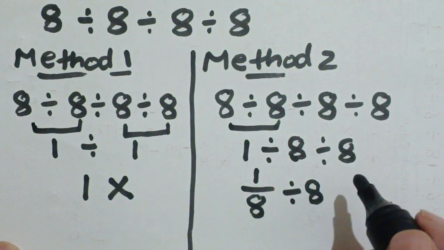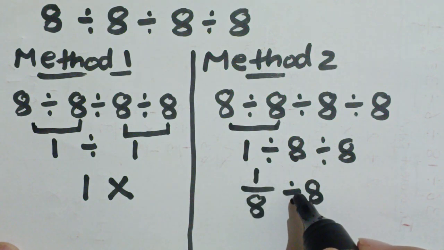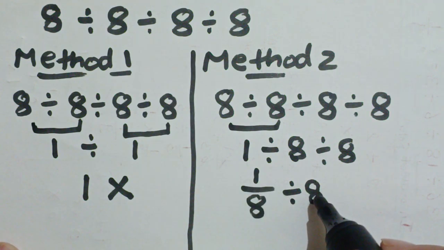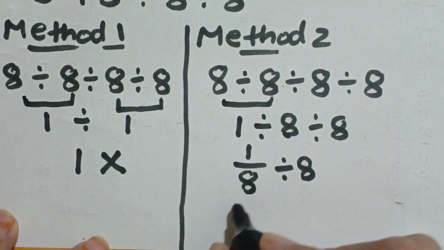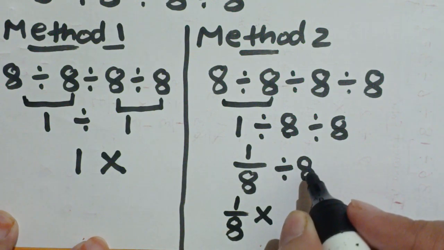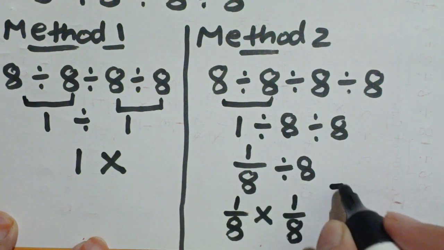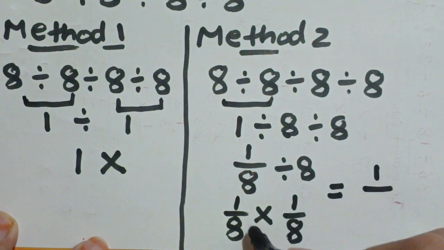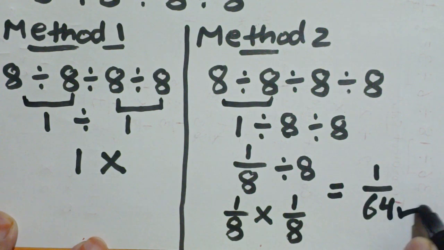That is keep, change, flip. Means keep this fraction as it is, change this division into multiplication and flip this. So here what will come next? 1 by 8, keep this as it is, change into multiplication and flip this. 8 by 1 is there, so 1 by 8 will come. So here the final answer is 1 by 8 is a 64. So 1 by 64 is the correct value for this expression.